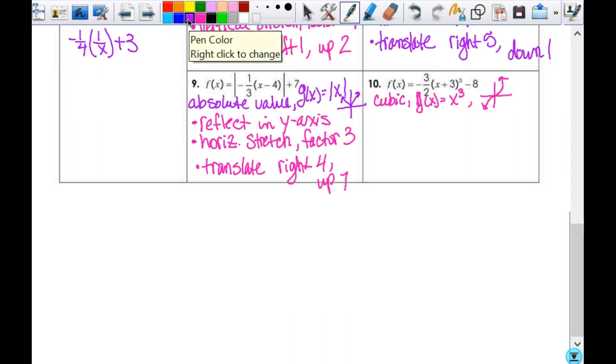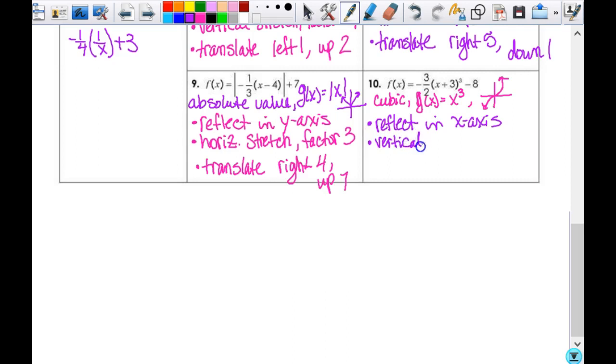All right, so that negative means I have a reflection. What am I going to reflect in? Okay, I'm going to reflect in the x-axis because it's outside of my cube there. Then this 3/2 affects me vertically or horizontally? Vertically, and it's a vertical what? Stretch.